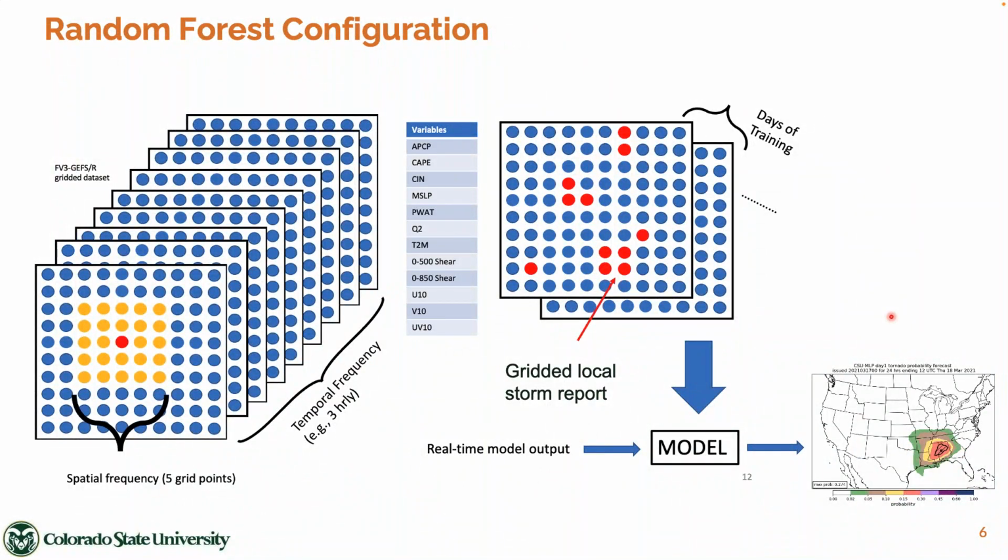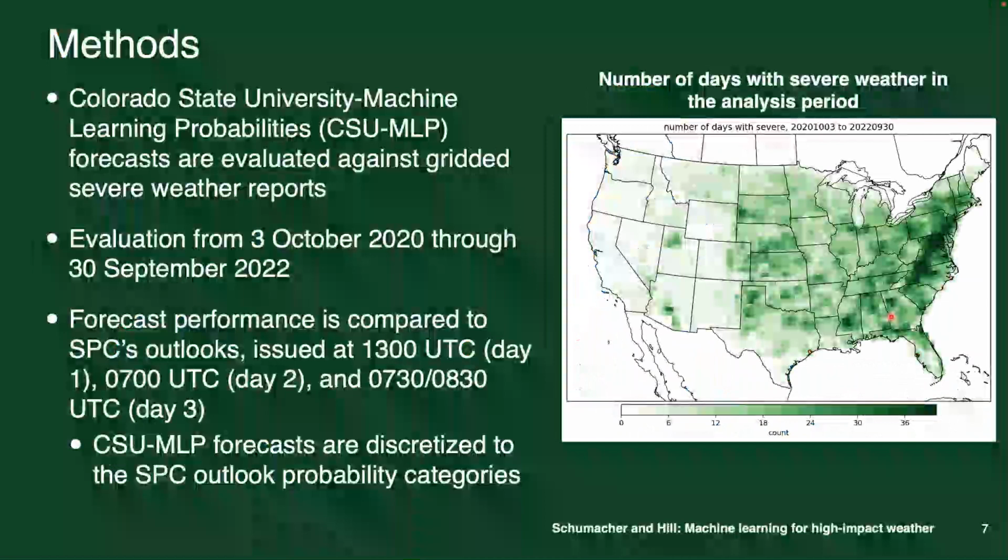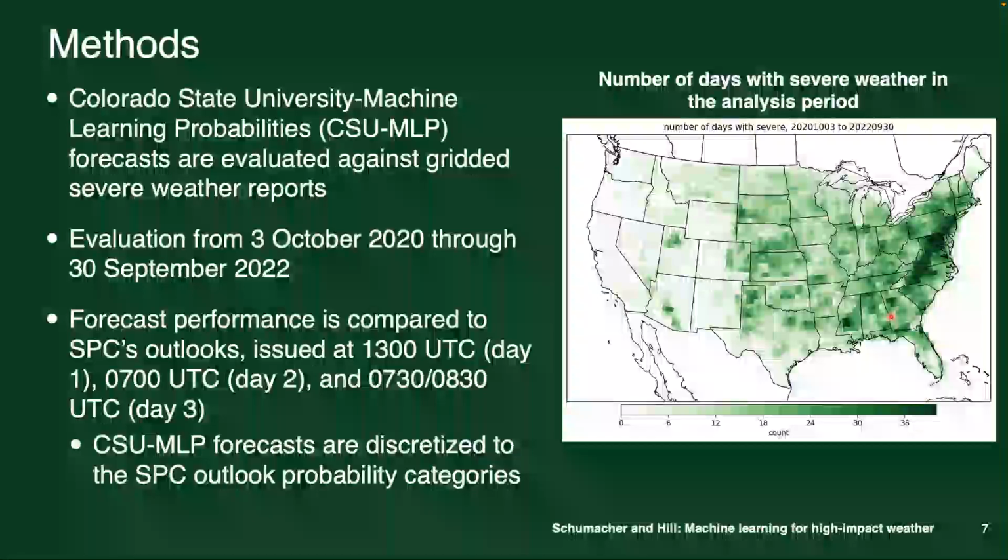So that's the quick, broad big picture overview of how the random forest works and what it's doing. So we'll now look at the performance of these forecasts over a couple of years. We'll compare our CSU machine learning probabilistic forecasts against gridded severe weather reports for about 2 years. And at spots, we'll compare it to the SPC outlooks, just to see how that comparison looks.